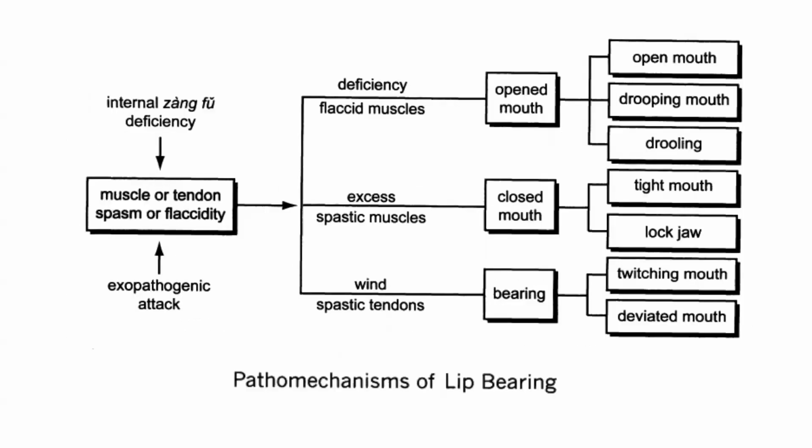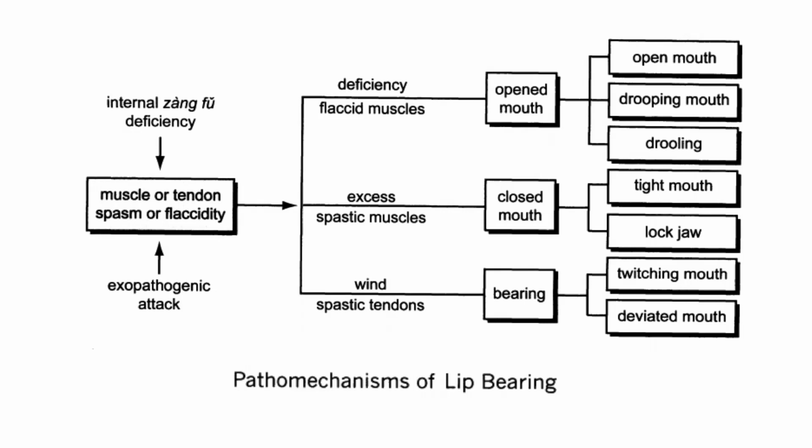So here we have an illustration of the pathomechanism of lip bearing. If there is deficiency in the internal Zhangfu organs, it will result in muscle or tendon spasm or flaccidity. The same if there is also an exogenous pathogenic attack. So muscle or tendon spasm and flaccidity will result in three conditions.